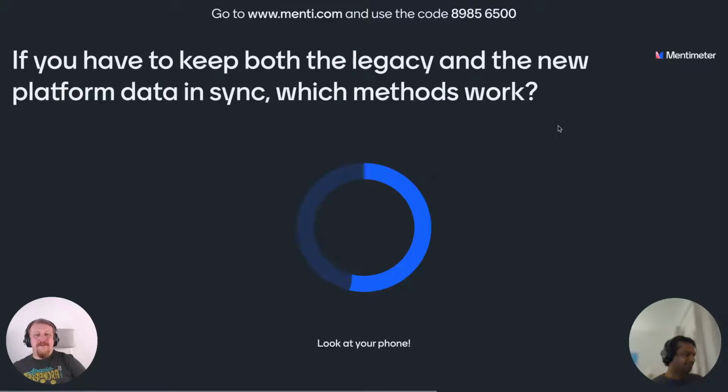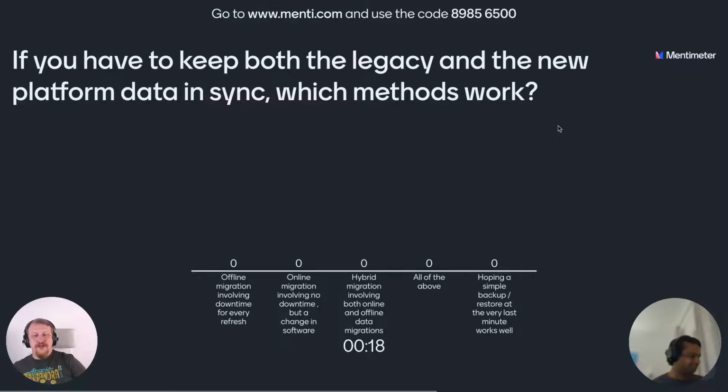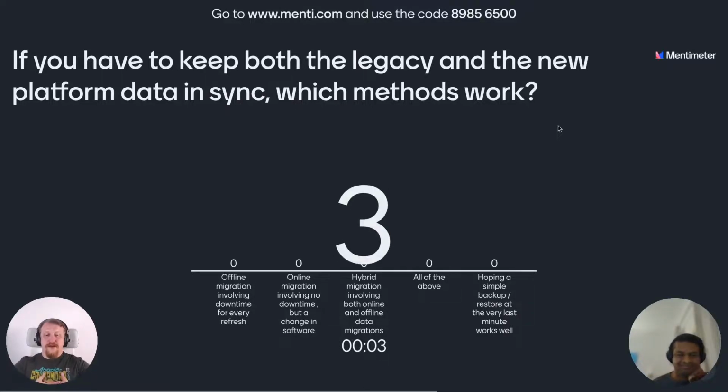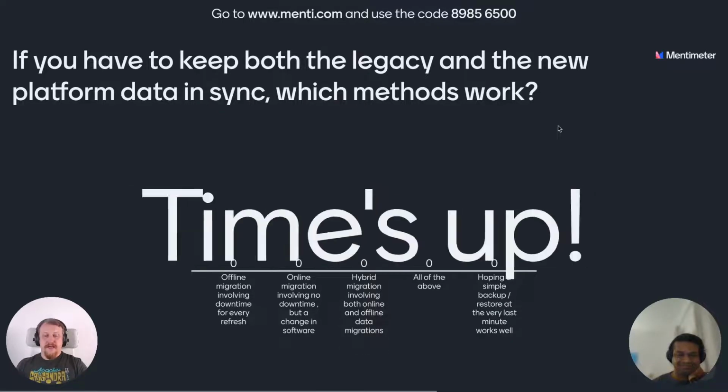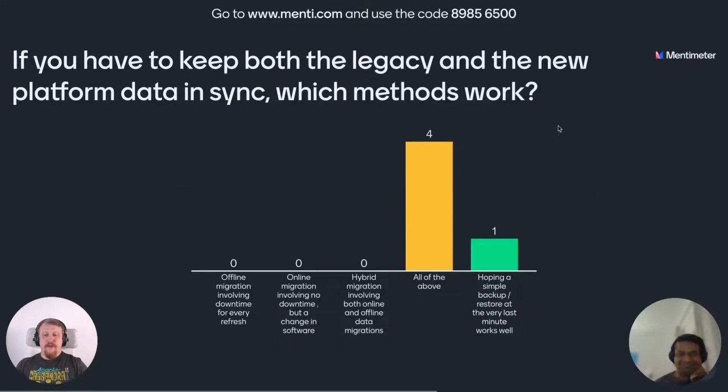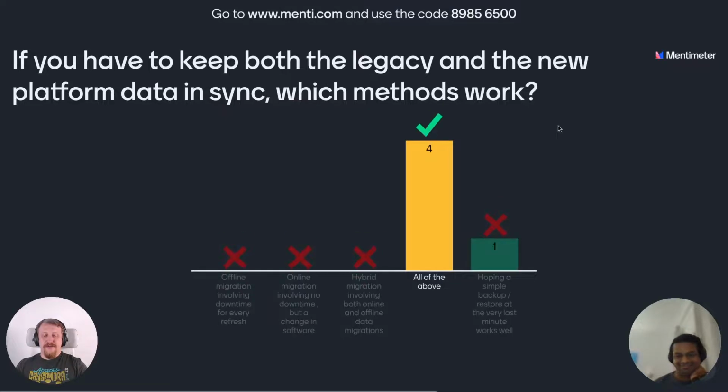If you have to keep both the legacy and the new platform data in sync, which methods work? Offline migration involving downtime for every refresh. Online migration involving no downtime but a change in your software. Hybrid migration involving both online and offline data migrations. All of the above, hoping a simple backup restore at the very last minute works well enough. Right answer, all of the above.